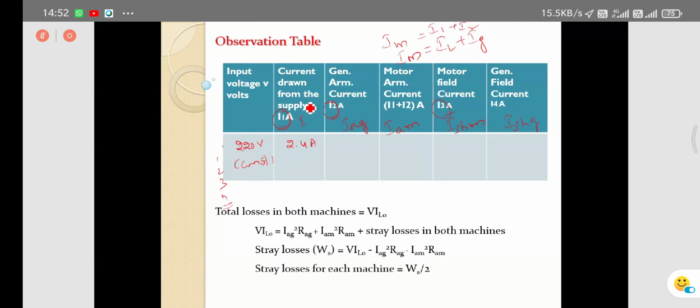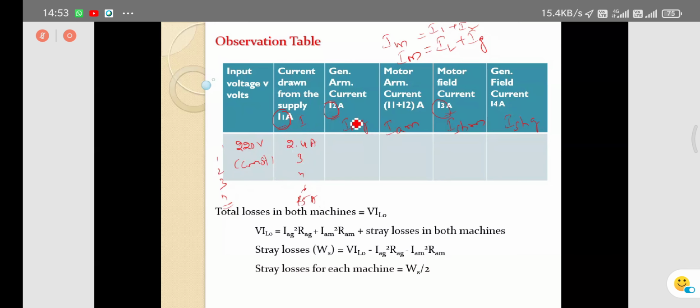So the current drawn from the supply is 2.4, like that 3, 4, 6, or up to the line current. You have to assume up to about 15 amps. Generally, the maximum possible current drawn from the supply is 20 amps.